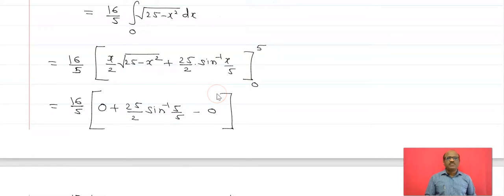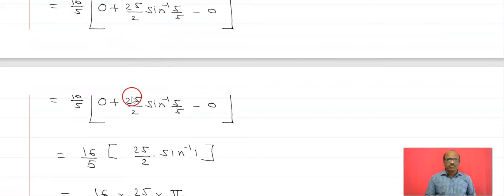Now substitute upper limit minus lower limit. If we substitute x equals 5 here, then 25 minus x square, that is 5 square means 25. 25 minus 25 will become 0. 0 into x by 2, overall it is 0. What about the next, 25 upon 2 sine inverse of 5 upon 5, and the lower limit is 0. Overall that will become 0.